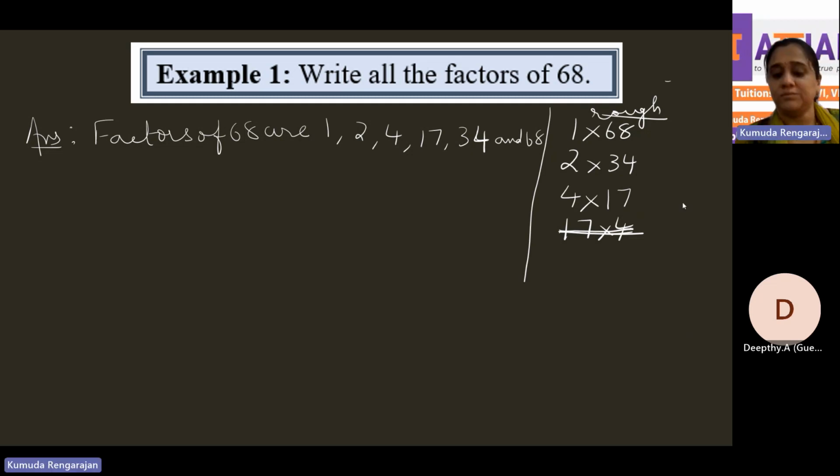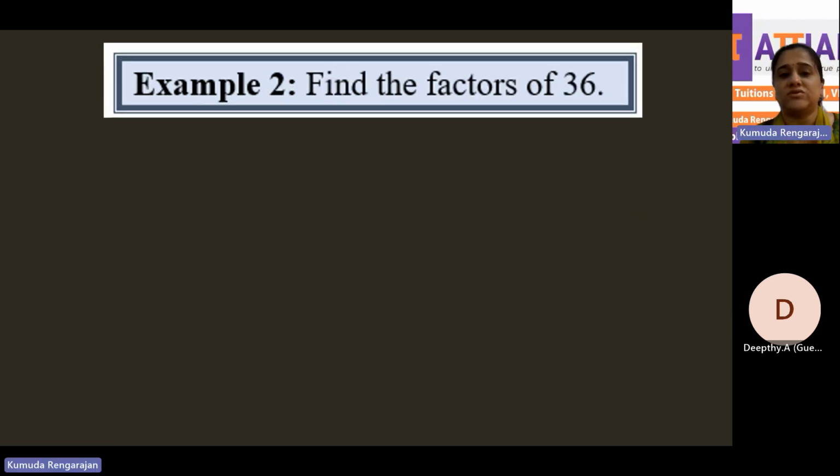Done writing, all of you? You can write it later. Now this is the next question. Find the factors of 36.